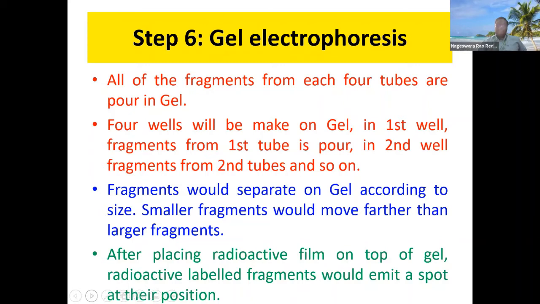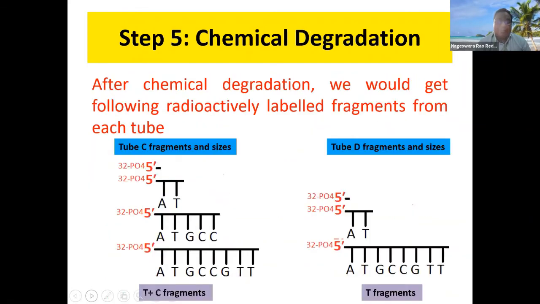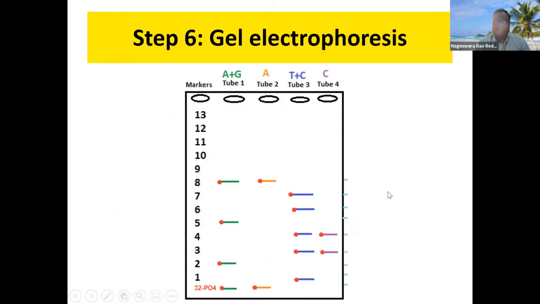The smaller fragments would move farther than the larger fragments. So once the gel is run, we take this gel and expose it to an X-ray. When you expose it to X-ray, you get a radioactive autoradiogram or a radioactive gel. That will emit a spot at the position on the autoradiogram, and this is how we get a gel.